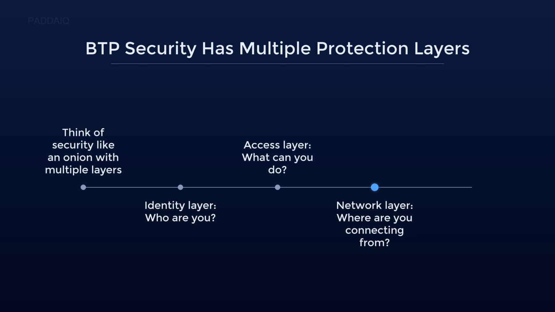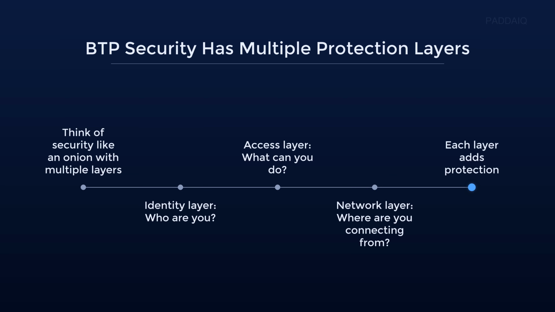Network layer: where are you connecting from? This determines if your connection location is trusted, like checking which road you are using to enter a building. For example, SAP might block login attempts from unrecognized countries. This ensures only approved network paths can access your systems.